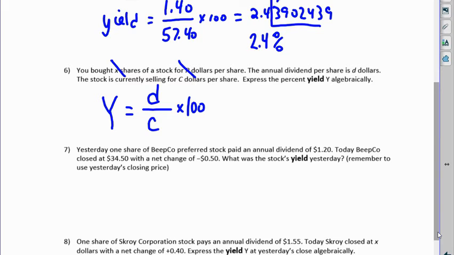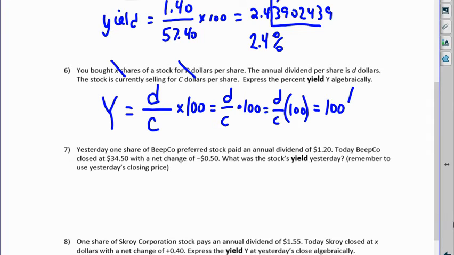normally you'd be writing this with numbers. But so maybe it would have been better for me to write it with a dot, or maybe I could write it with parentheses, or maybe I could bring that 100 in the front, or probably the way they'd have it in your textbook, they'd bring that 100 up with the D and put it all over the C. So Y equals 100D all over C.